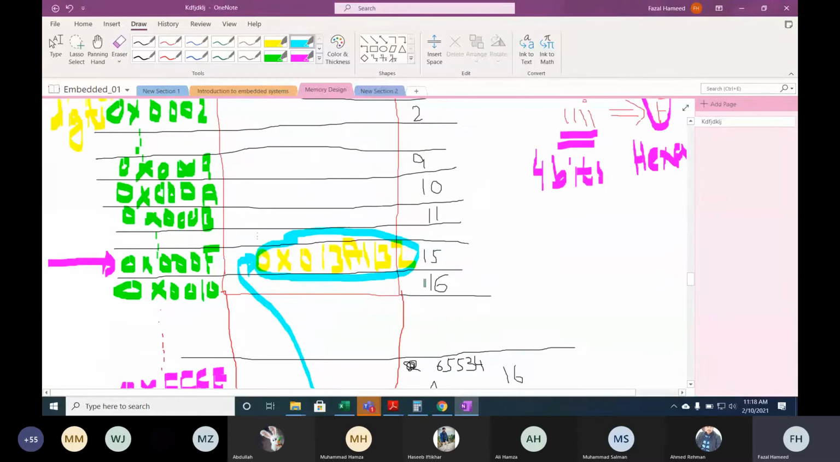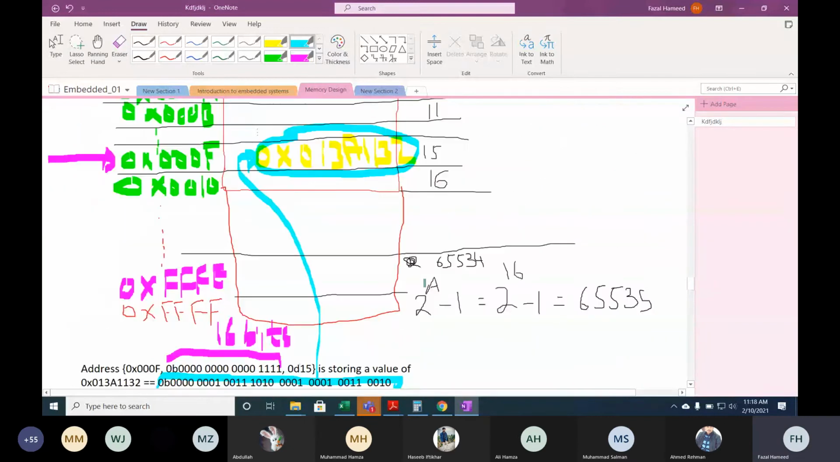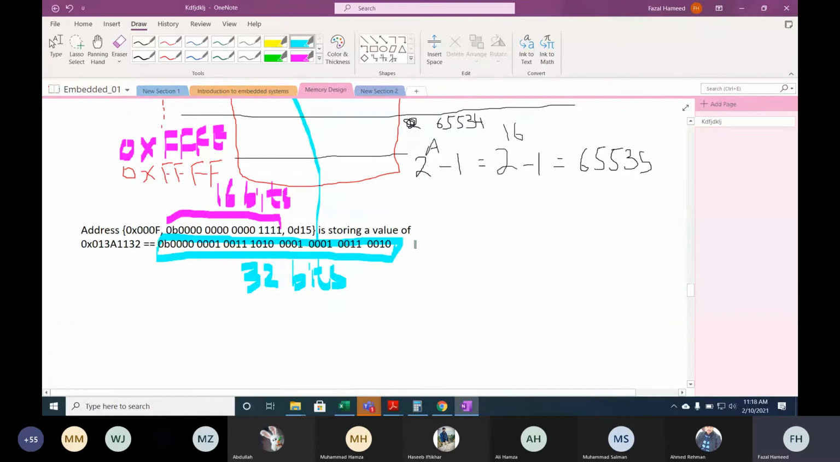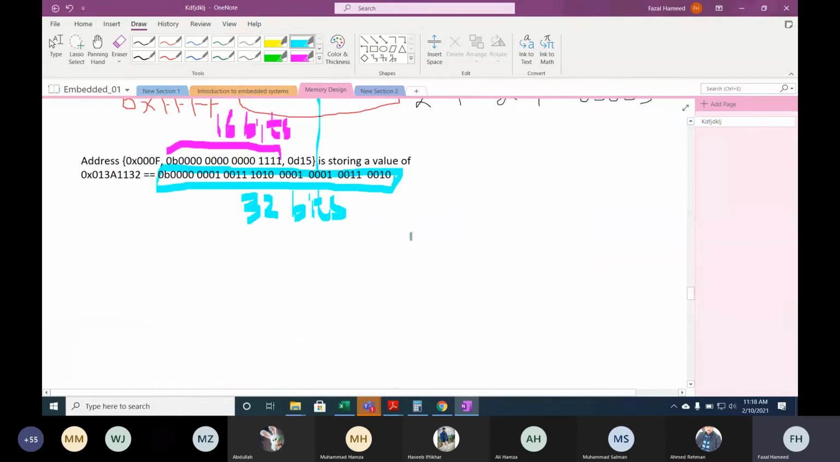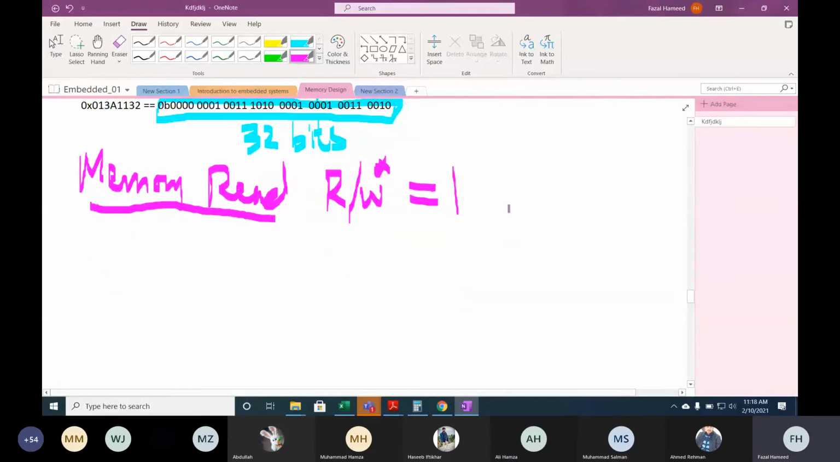Okay, now if we want to read this data, let's assume we have a memory read operation. What should be the value of read write bar? 1. What will be the value of address lines?